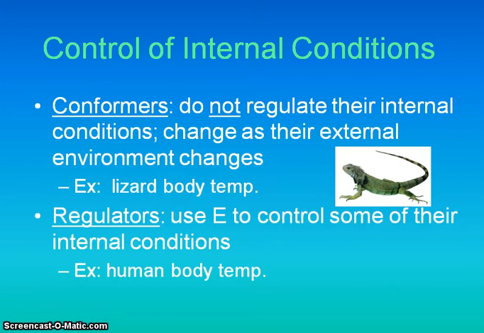Organisms can be both for different situations. For instance, fish can be conformers of body temperature, but regulators for salt concentration. So depending on the situation and which factor you're looking at, an organism could possibly be both a conformer and a regulator.